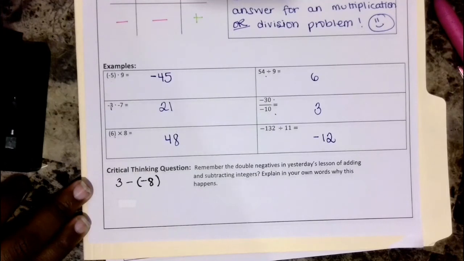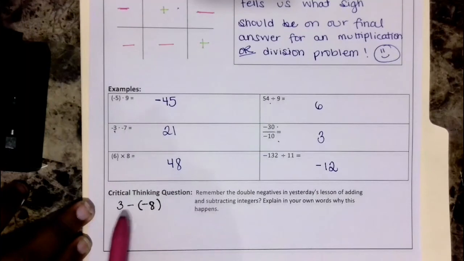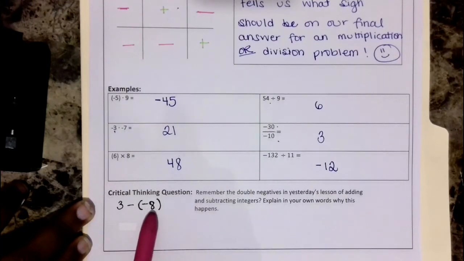If you said that two negative signs next to each other indicates the operation of multiplication, and you know that the product of a negative number and a negative number results in a positive number, then you're correct. So let's walk through this. I see 3 minus -8.